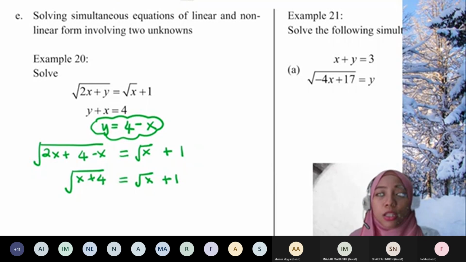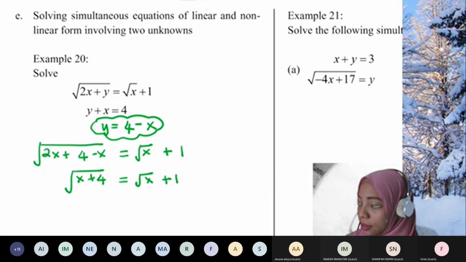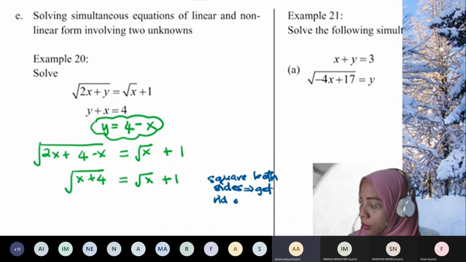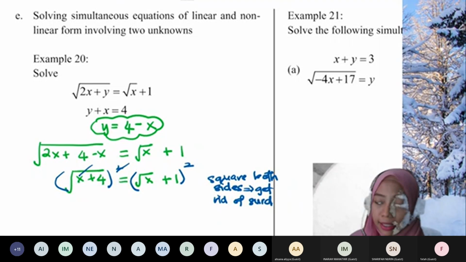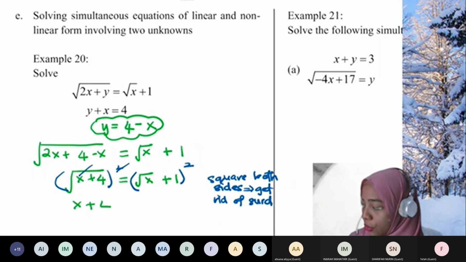So ini hati-hati. We want to square both sides. Square both sides. Why? To get rid of? To get rid of square root. Yes, to get rid of square root of x. Okay. So kita square both sides. So hati-hati. Ini dengan ini boleh cancel. Tak ada masalah. So jadi x plus 4.